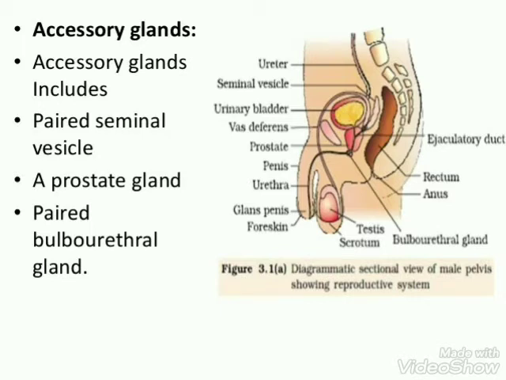Bulbourethral glands, commonly known as Cowper's glands, are attached to the urethra below the prostate gland. They secrete mucus fluid for the lubrication of the penis.